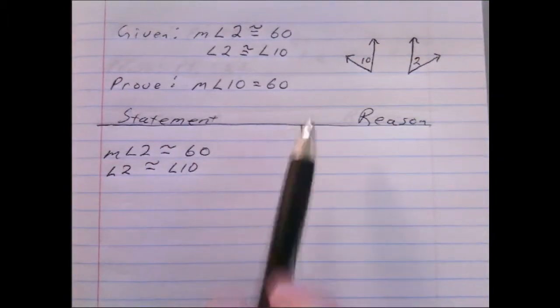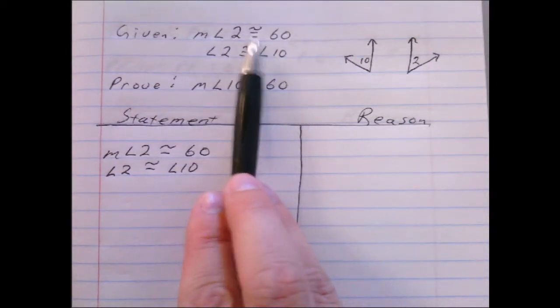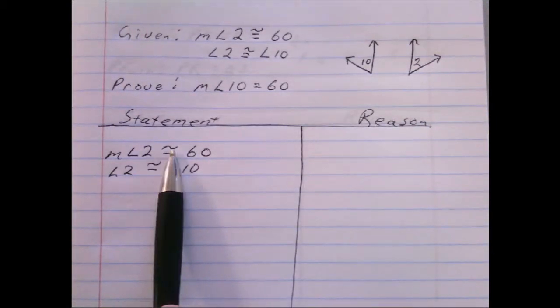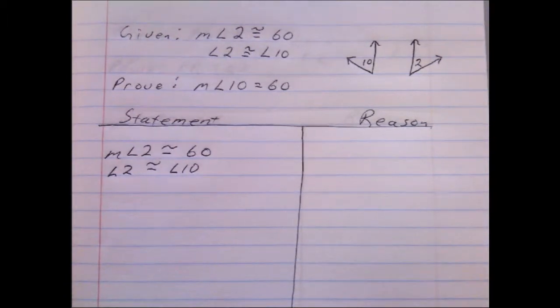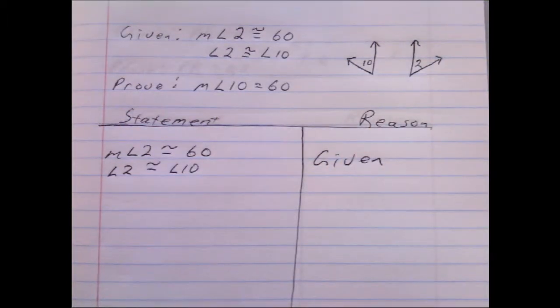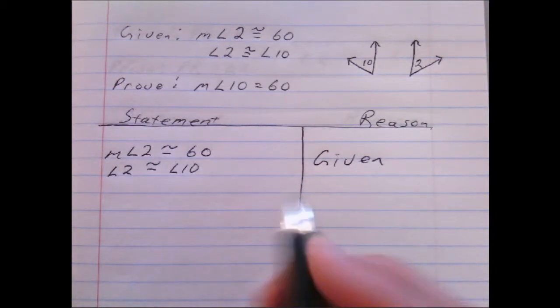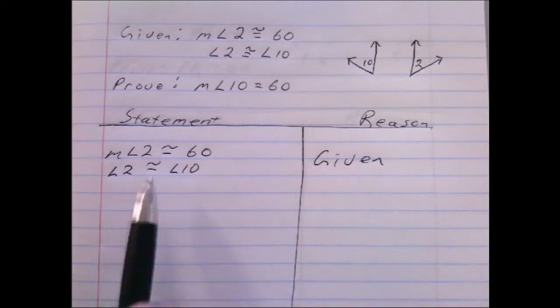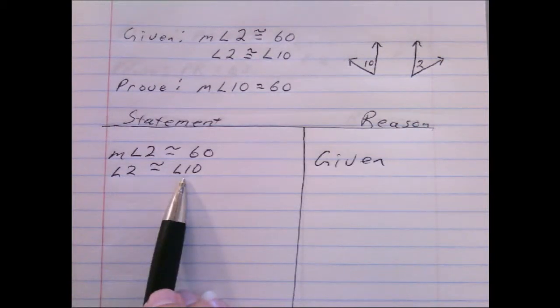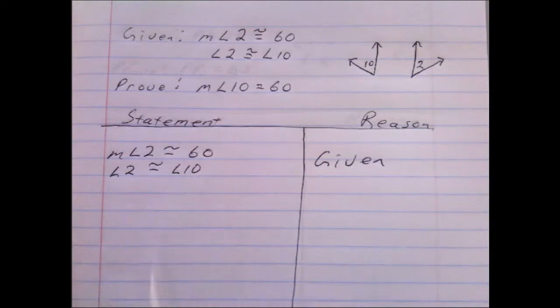Now you will notice sometimes you'll see the congruent symbol with two lines, like an equal sign and then the squiggle above it. Sometimes you'll see it with one line and the squiggle above it. They both mean the exact same thing, it's just two different ways of writing it. Again, this was our given. Then the next thing that I'm going to be doing here is I'm trying to prove that angle 10 is 60, and I know that if angle 2 is congruent to angle 10, then the measure of angle 2 equals the measure of angle 10.